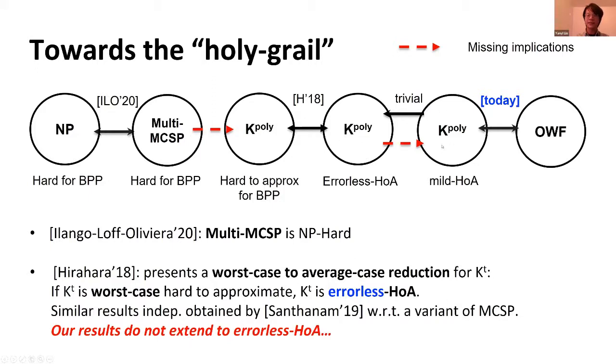And if we assume KT is mildly hard on average, then by what we have seen today, we show that one-way functions exist. So these red dashed arrows are missing implications. And we can see that it's hard to say why multi-MCSP is so different from KT complexity, and why errorless hard on average is so different from mildly hard on average. So we believe that we are getting closer to the Holy Grail. And thank you for listening, and questions are welcome. Thank you.